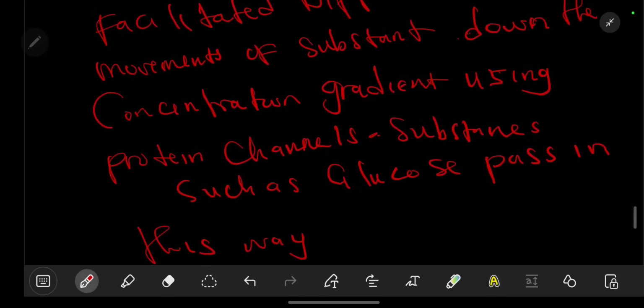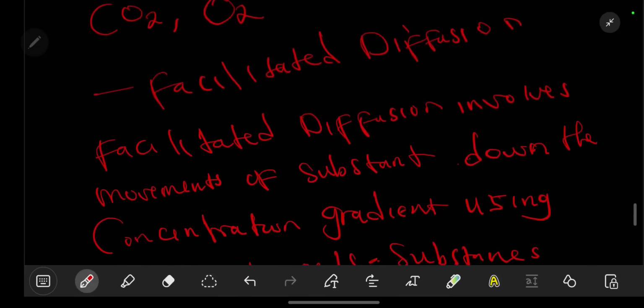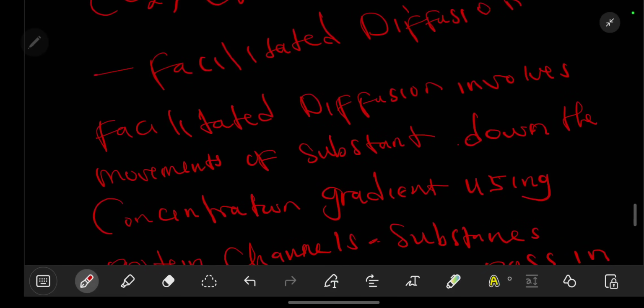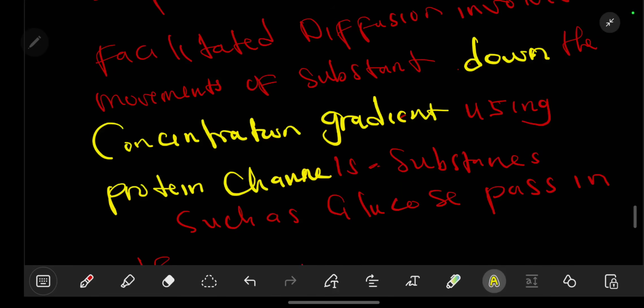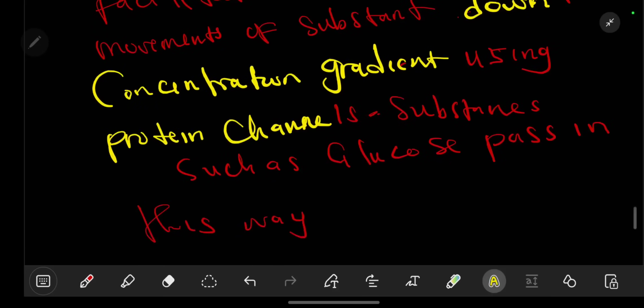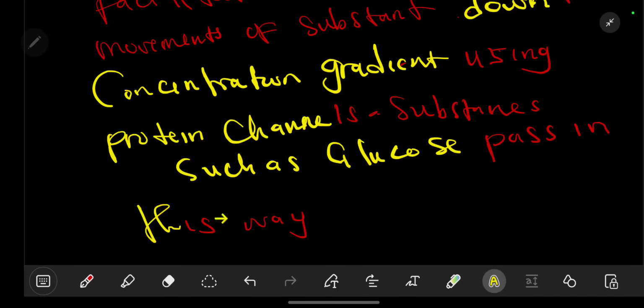So facilitated diffusion involves the movement of substances down a concentration gradient, from a region of higher to a region of lower concentration, using a protein channel. Substances such as glucose pass in this way. Mostly substances that dissolve in water, if they are big, will pass in this way. Even water itself passes through the cell membrane using special channels that we call aquaporins.